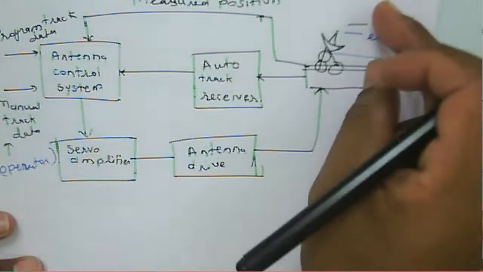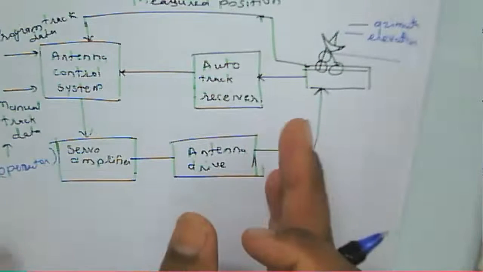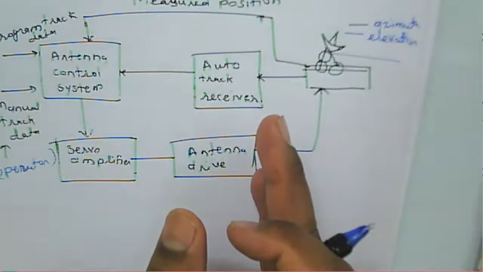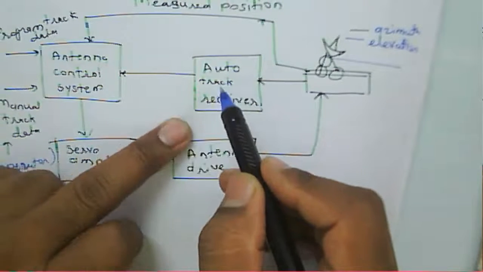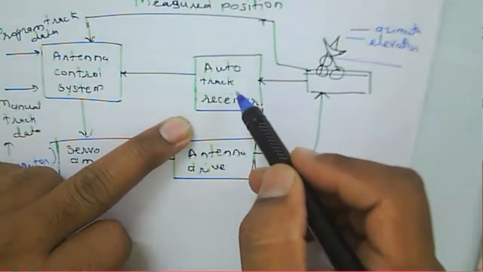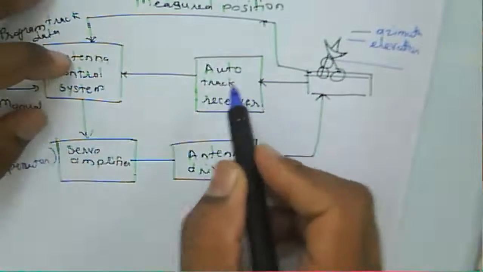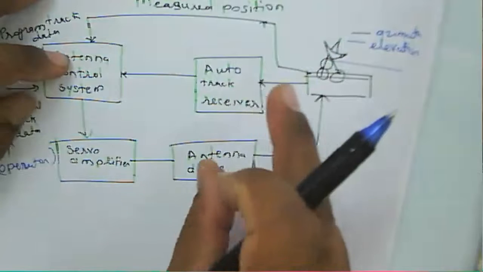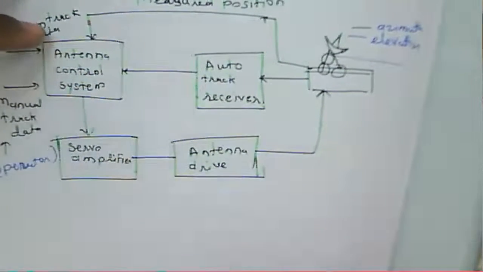So the actual position of the antenna is to be fixed based on whichever signal we are receiving at the receiver. If the difference of that particular signal is zero, then in that case we consider that the position of the encoder is fixed at that particular point. That is about manual tracking.